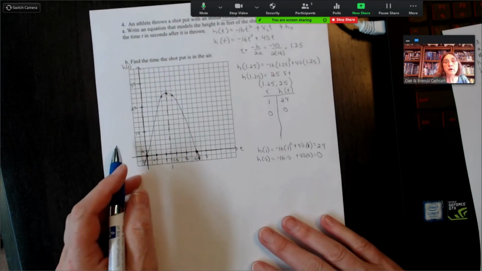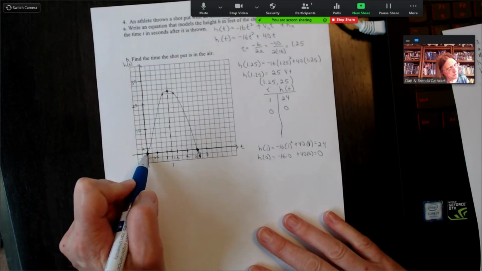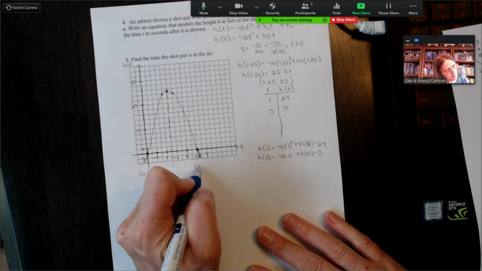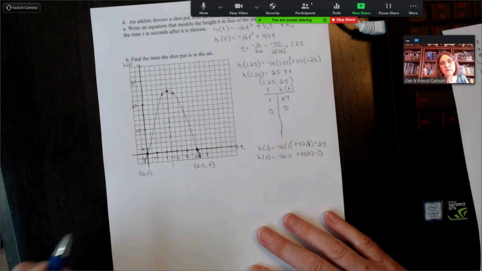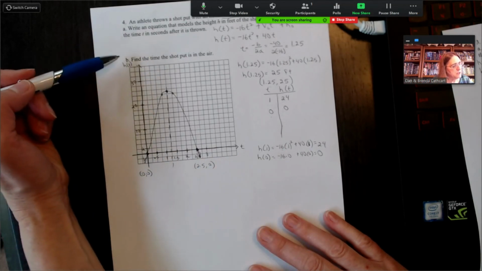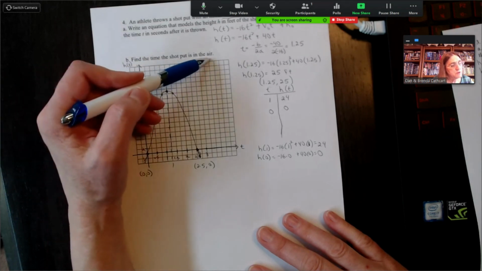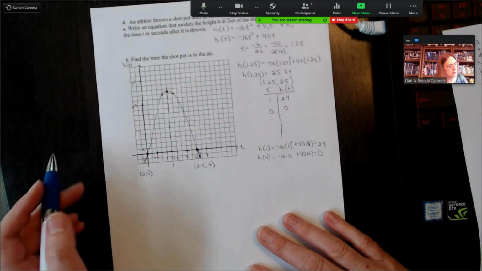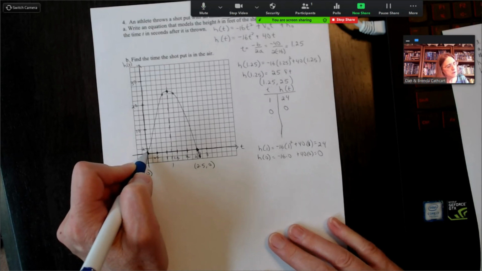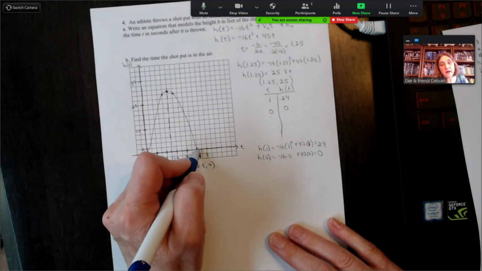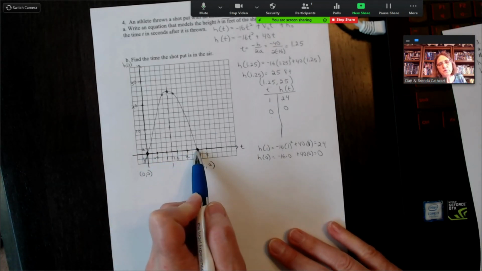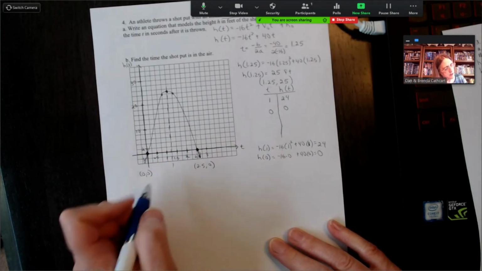So there are 2 zeros of this function. We have the point 0, 0, and we have the point 2.5, 0. Okay, when we're looking at that, our question here is the time that the shot put is in the air. So the shot put is in the air from the time it starts till the time it lands. So from 0 seconds to 2.5 seconds, the shot put is in the air.